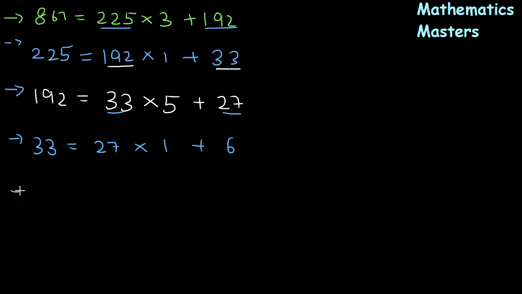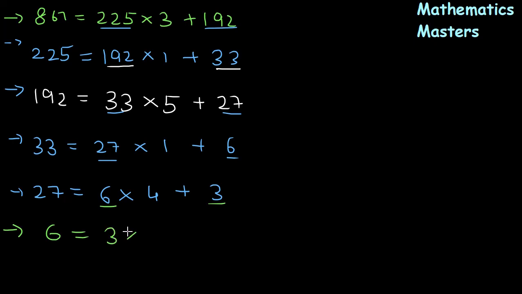So 27 will become my dividend and the remainder 6. 6 multiplied by 4, 24, plus 3. What about the next? The number 6, the previous divisor, will become my dividend, and the remainder 3 multiplied by 2, and at the last we have the remainder 0.